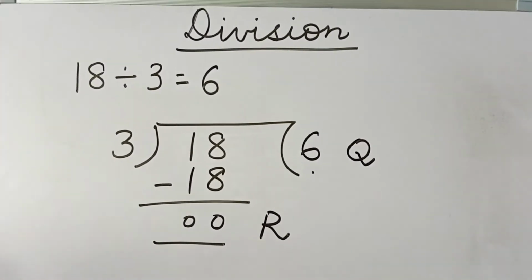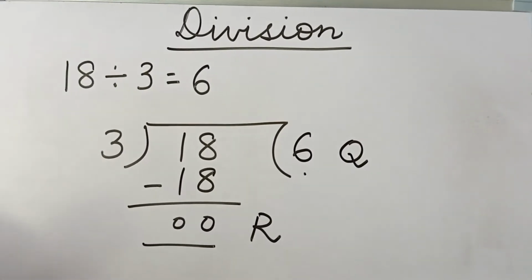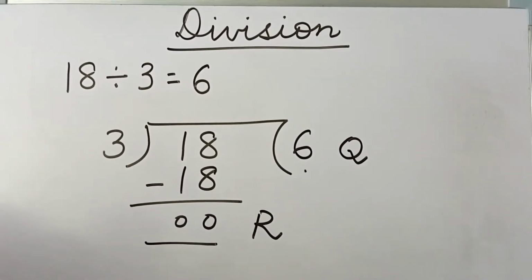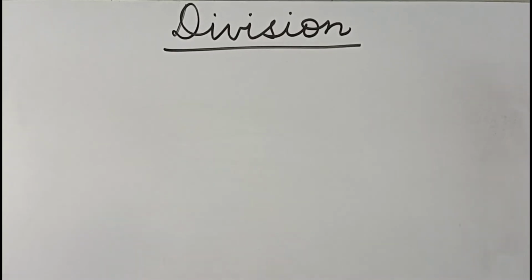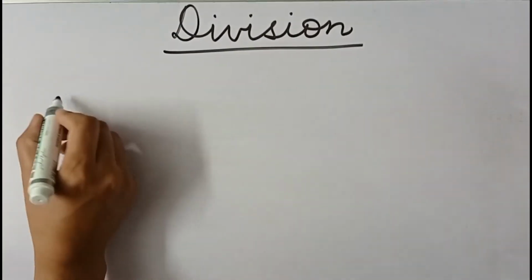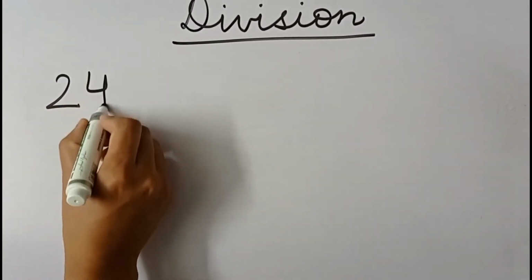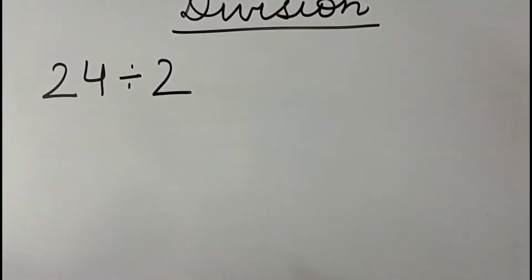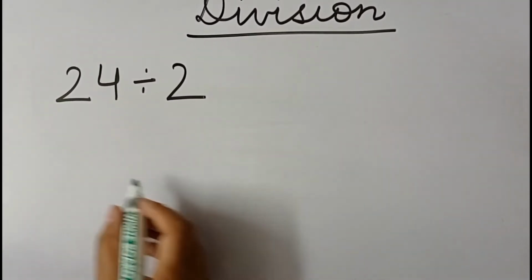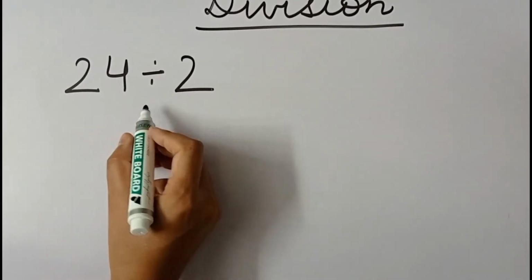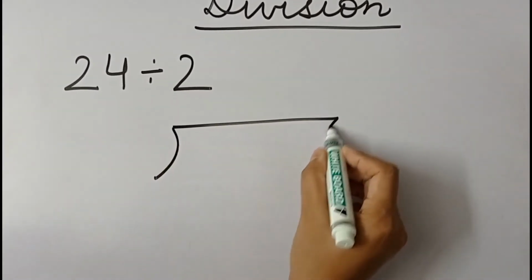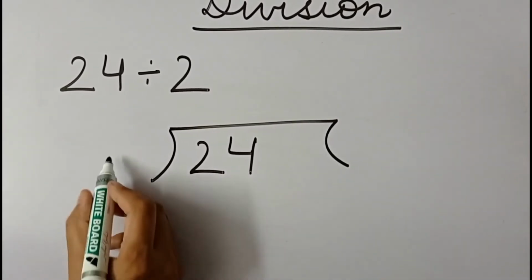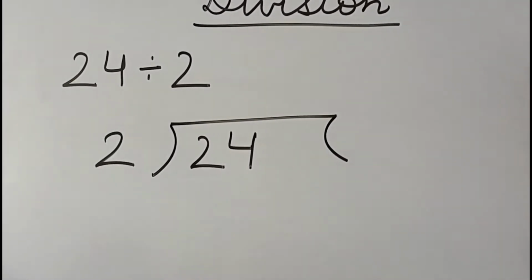Now we are going to do the sums that are done in more than one step. Let us see how to go about it. Let us do one example of a sum where we are doing it in more than one step. This is 24 divided by 2. Now this 24 is written inside. This is our dividend and 2 is our divisor, so it is written outside.